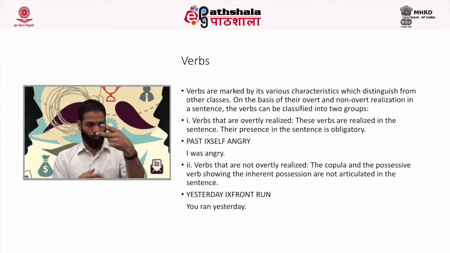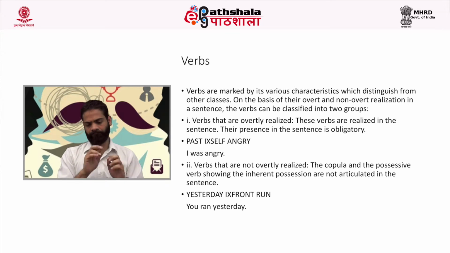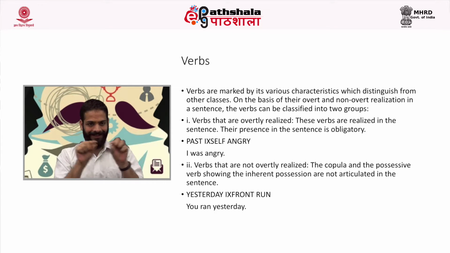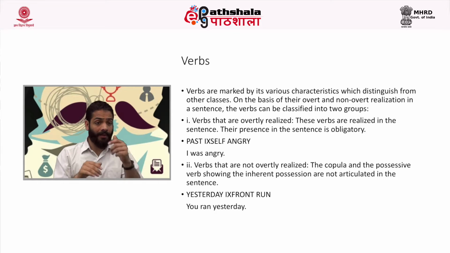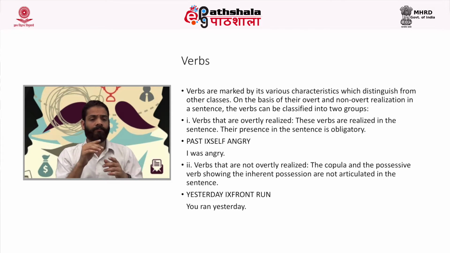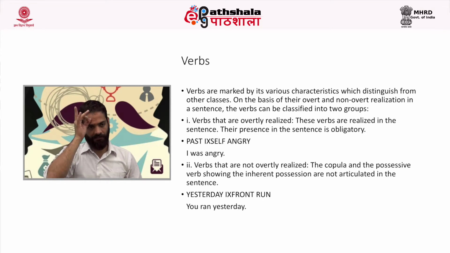On the basis of their overt and non-overt realization in a sentence, the verbs can be classified into two groups. First, verbs that are overtly realized. These verbs are realized in the sentence. Their presence in the sentence is obligatory. Second, verbs that are not overtly realized. The copula and the possessive verb showing the inherent possession are not articulated in the sentence. So, for example, I was angry, or I have 3 younger brothers.